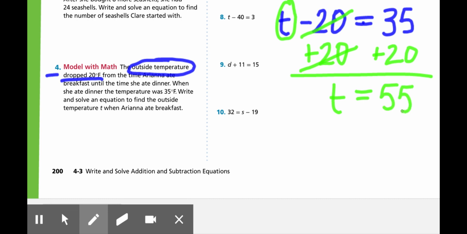Well, now let's see if that makes sense. Let's go back to the word problem. The outside temperature dropped 20 degrees from the time Ariana ate breakfast. So she ate breakfast and it was 55 degrees. Then it dropped 20 degrees. It got 20 degrees cooler. And then when she ate dinner, the temperature was 35 degrees Fahrenheit.